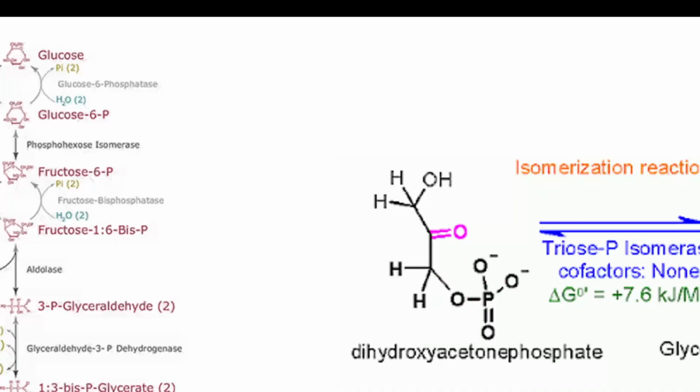But then from the ketone we generate an aldehyde. This kind of isomerization is called ketone to aldehyde, or this ketone will now rearrange its atoms to form an aldehyde. So we form glyceraldehyde 3-phosphate by this isomerization reaction, which is catalyzed by phosphotriose isomerase. DHAP, the short form of dihydroxyacetone phosphate, is a ketose, containing a ketone group. G3P, glyceraldehyde 3-phosphate, is an aldose, containing an aldehyde group.